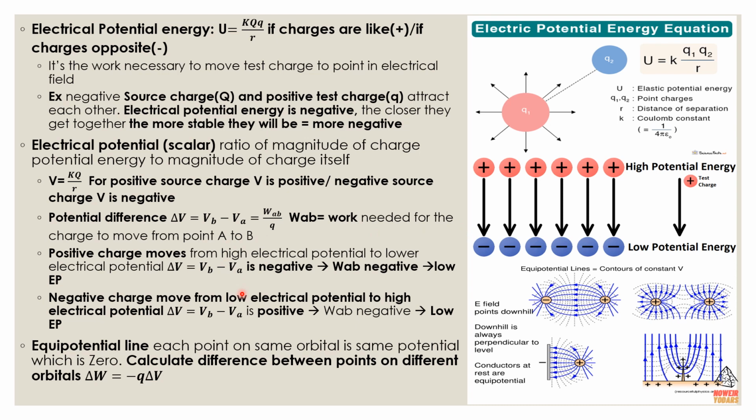It basically goes VB minus VA, and it's negative, and the work needed is negative, since it has low electrical potential. So with positive charges, it's negative. It moves from high potential energy to low potential energy and becomes negative.